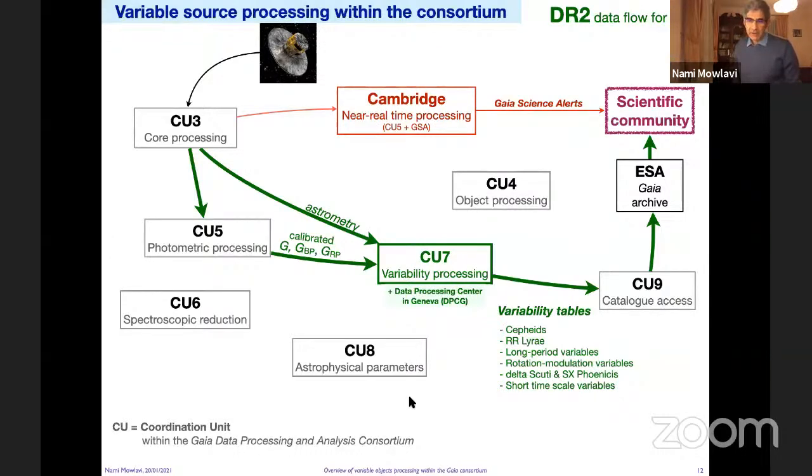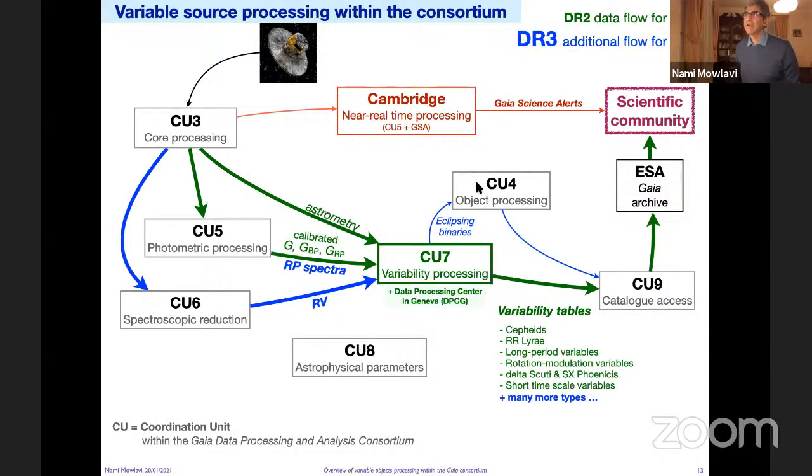For DR3, which is due for next year, and we are still in the process of building it, we have, in addition to what was processed in DR2, we also use the red photometer spectra and radial velocities for part of our processing to deliver similar types of data in the variability tables. But of course, that would include many more types than the ones that we published in DR2.